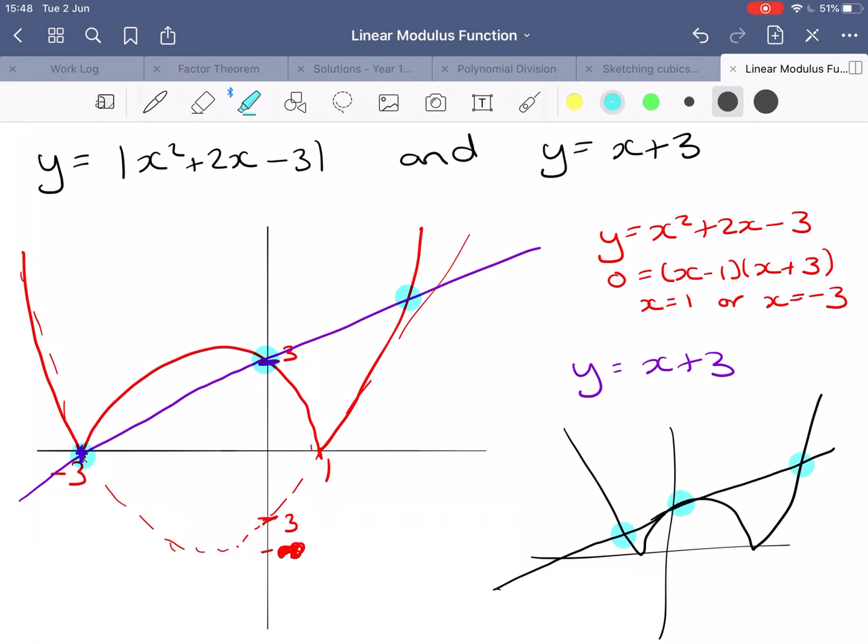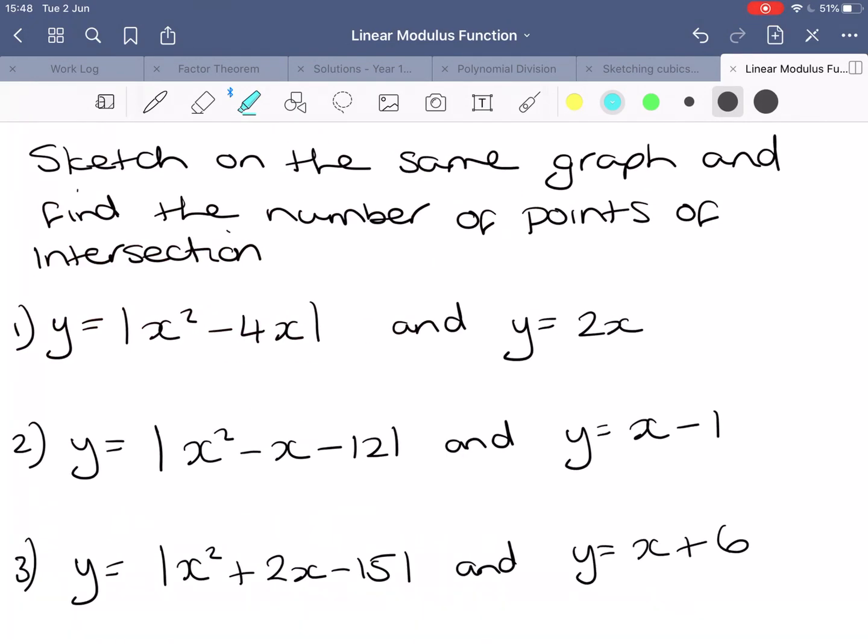Okay, so final bit, 3 for you to have a go at. Sketch both the quadratic, the modulus quadratic, and the line, and let's find out how many points of intersection we have for each of these as well. Press pause, have a go, and press play when we're finished.